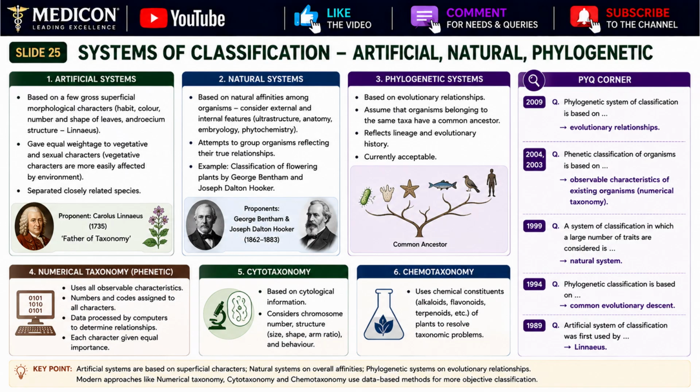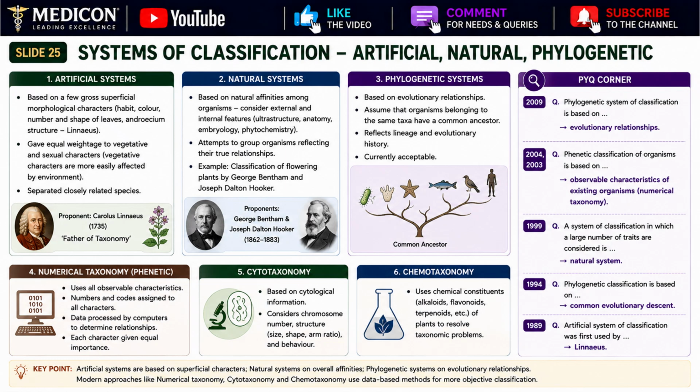Now comes the phylogenetic system. It is based on evolutionary relationship. According to evolution, which organism is related to another organism, that evolutionary relationship is explained in the phylogenetic system. Assume that organisms belonging to the same taxa have a common ancestor. Reflects lineage and evolutionary history. Currently acceptable is the phylogenetic system.